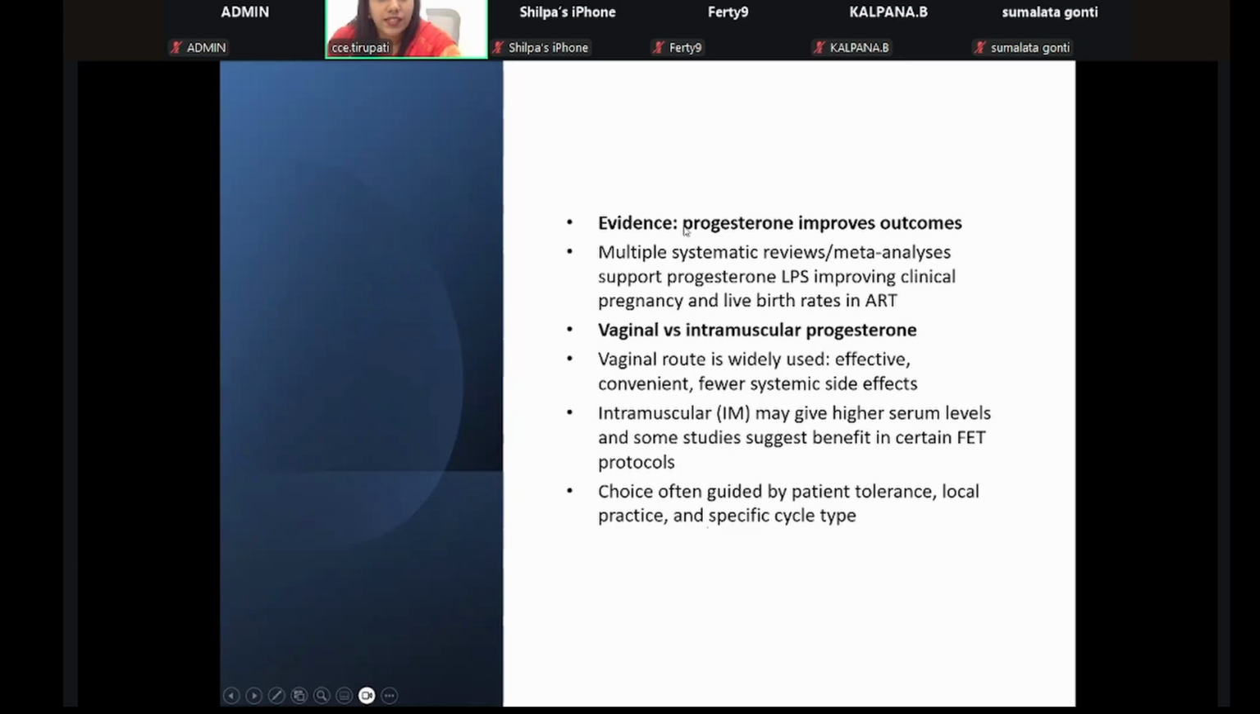So overall, the evidence is progesterone improves outcomes in IUI as well as IVF cycles. Multiple systematic reviews and meta-analyses also support progesterone supplementation in improving clinical pregnancy and live birth rates. So we can use vaginal, intramuscular also. Vaginal is widely used. Intramuscular, in some cases, if we are not getting adequate progesterone levels with other routes, we can add intramuscular progesterone, though it is painful and may lead to abscess formation. So it is often guided according to patient tolerance and local practice and type of cycle we are using.